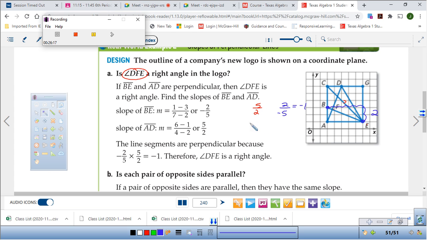Okay, how I'll do that is I'll just multiply them. 5 over 2 times a negative 2 over 5. 5 times 2 is 10, right? Positive times negative, negative. 2 times 5, 10. Wait, is that a negative 1? And guess what I know? They are perpendicular. They are forming a right angle. I don't know, guys. That's pretty cool.